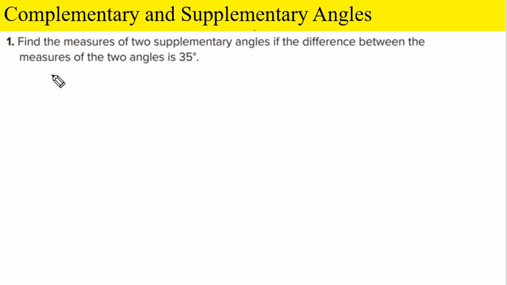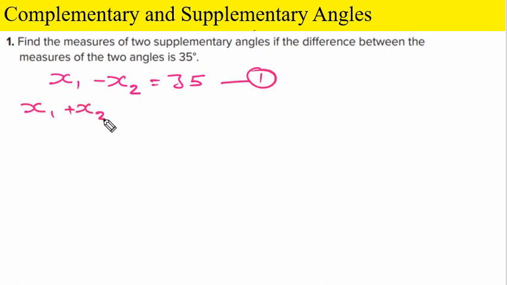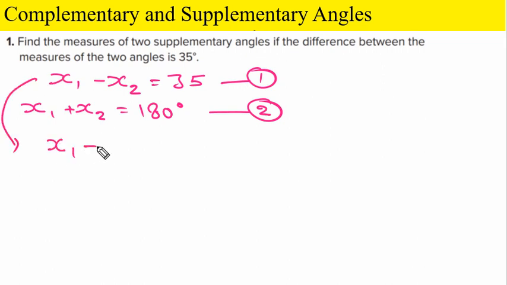So let's say two angles are x1 and x2. So the difference is 35, equation 1. And we know that x1 plus x2 is equal to 180. The sum of two supplementary angles is 180. Now from equation 1, let's say x1 is equal to x2 plus 35, you will move this x2 to the other side. When you move to the other side, negative will become positive. Let's say this is your equation 3.